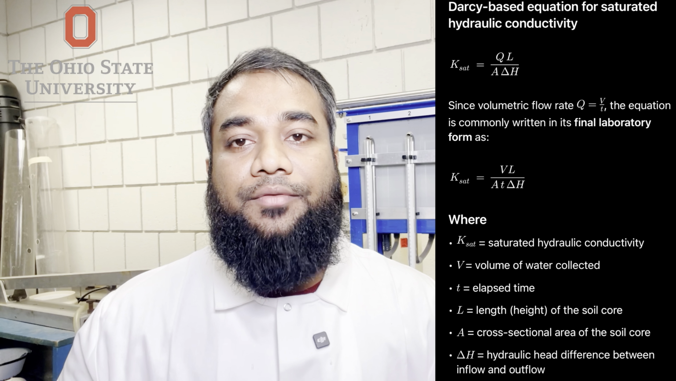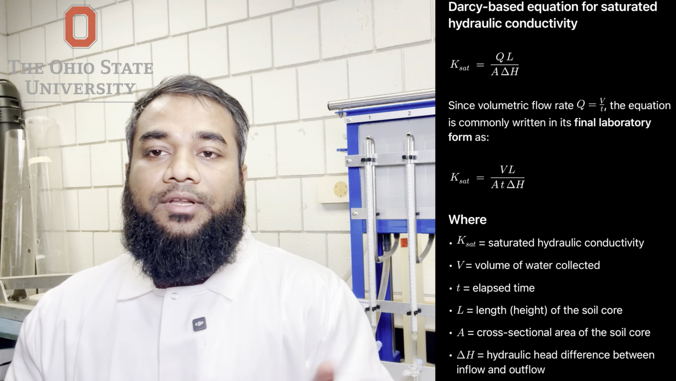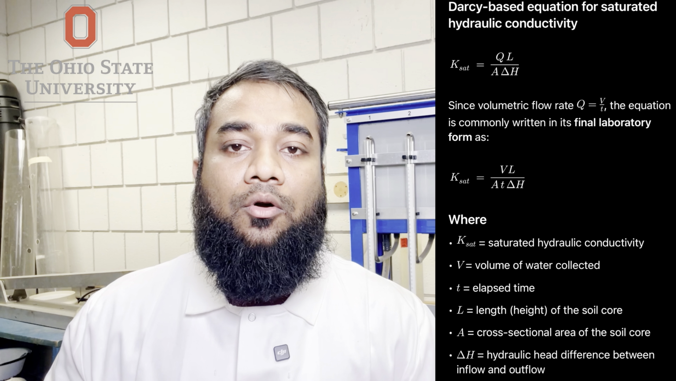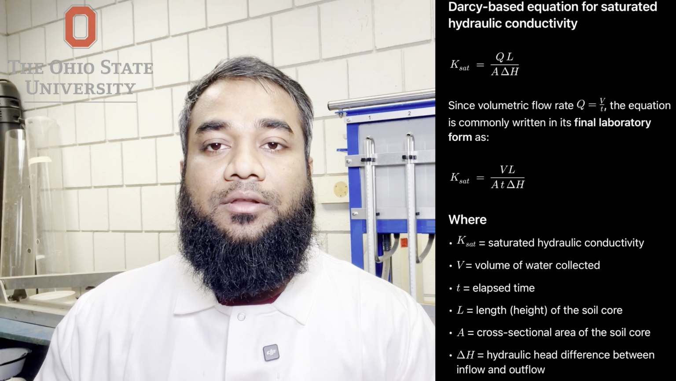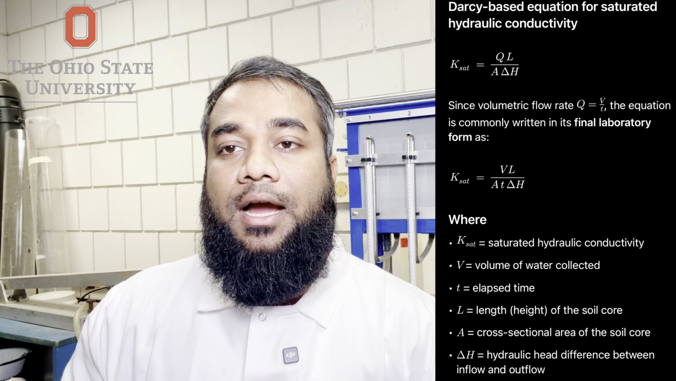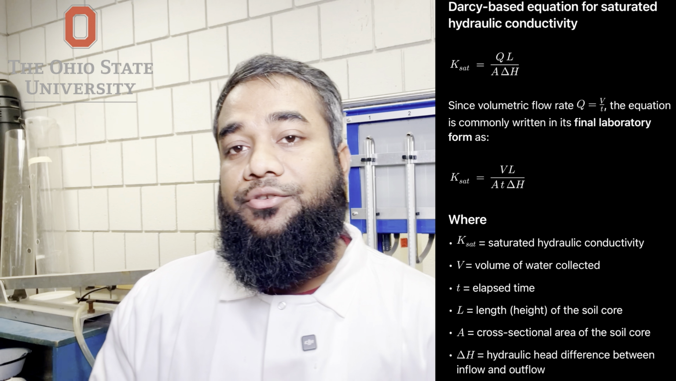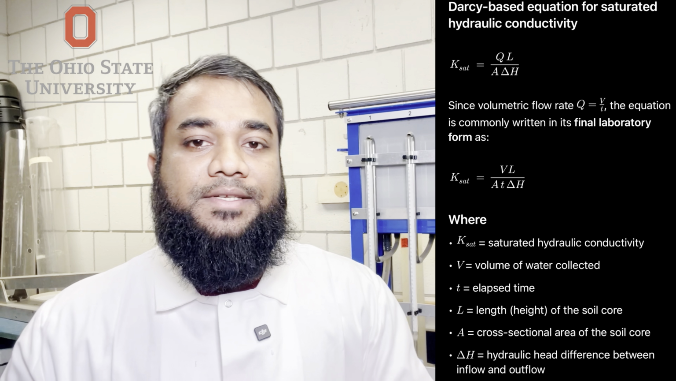Constant head equation. There is an equation for the constant head measurement. Saturated hydraulic conductivity is calculated using the Darcy's law equation. Saturated hydraulic conductivity could be calculated from different parameters: Q, volume of water per unit time; L, length of the soil core; A, cross-sectional area of the core; delta H, hydraulic head difference; and t for time. This equation is derived directly from Darcy's law.